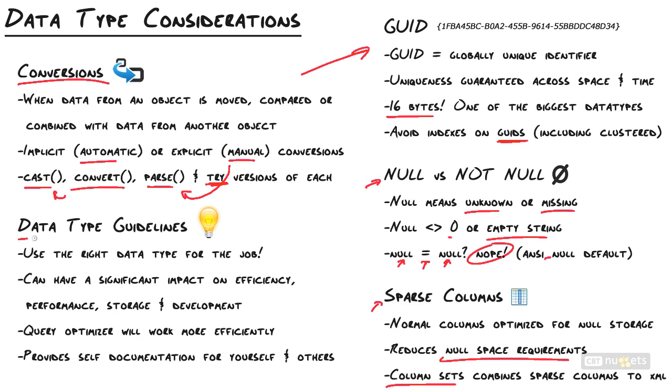Let's move on to some data type guidelines. And the big one here is always use the right data type for the job. This has a lot more implications than you think. The big ones are going to be efficiency and performance because the query optimizer is going to come up with a plan depending on what data types you use.